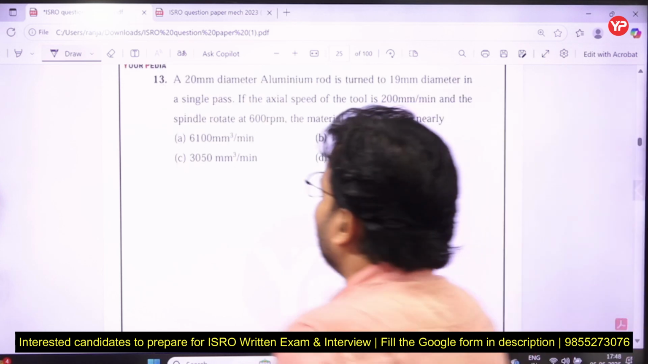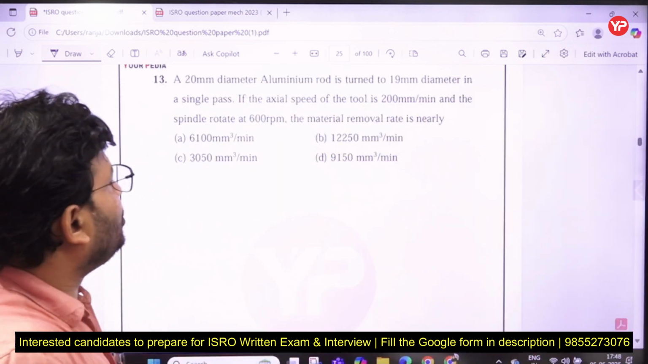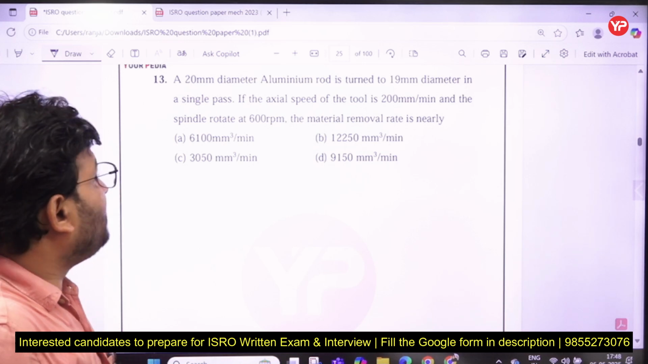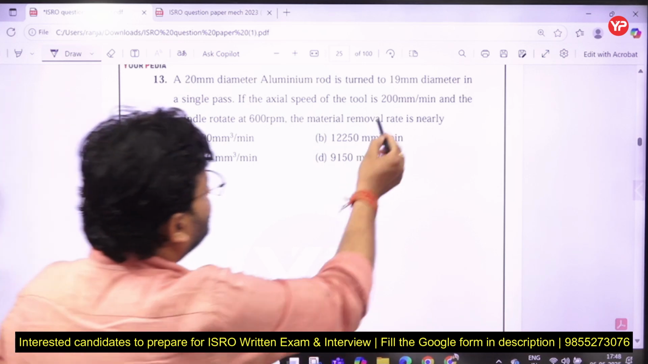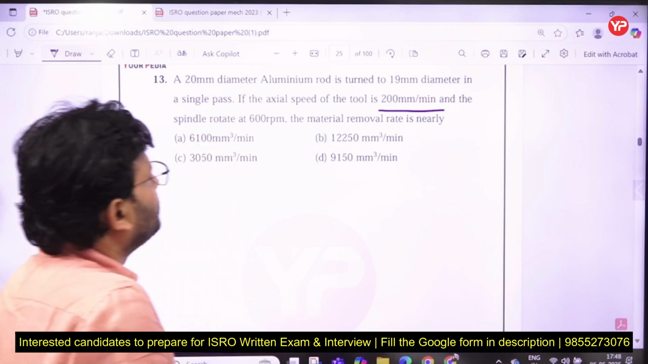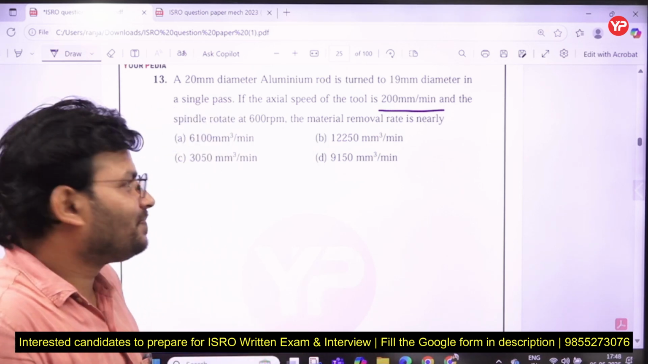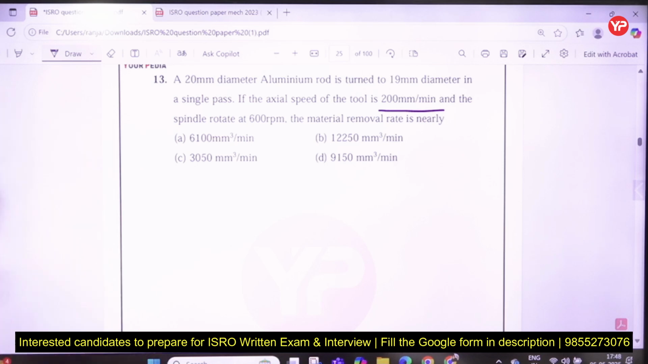The question is that a 20 mm diameter aluminum rod is turned to 19 mm diameter in a single pass. If the axial speed of the tool is 200 mm per minute and the spindle rotates at 600 rpm, the material removal rate is nearly which of the options: 61,000 mm3 per minute, 12,250 mm3 per minute, 3050 mm3 per minute, or 9150 mm3 per minute.